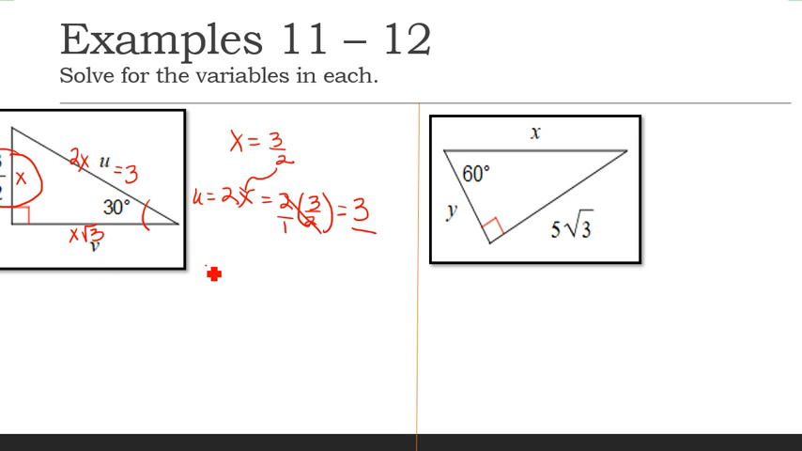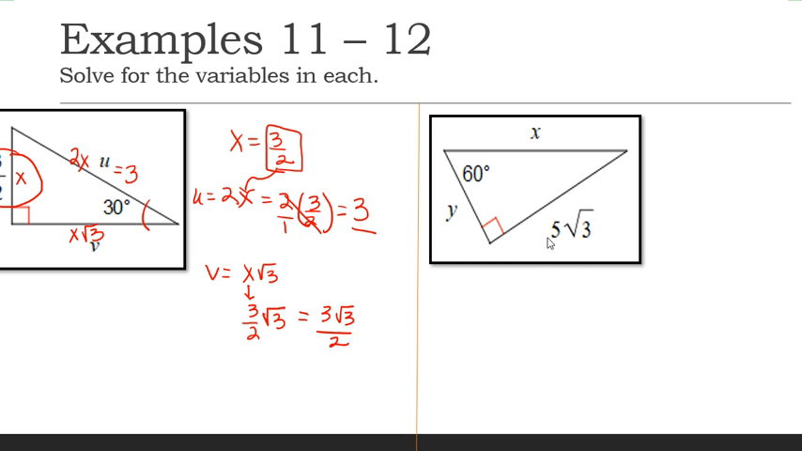Lastly, v is equal to x times the root of 3. Well, I don't have just x, or do I? Oh, wait, I do. It's right there. So all I'm going to do is substitute this in with 3 halves times the square root of 3. It's unusual to put a fraction by a whole number, so I'm just going to say that's equal to 3 square roots of 3 all over 2.